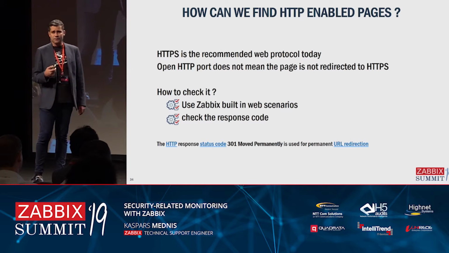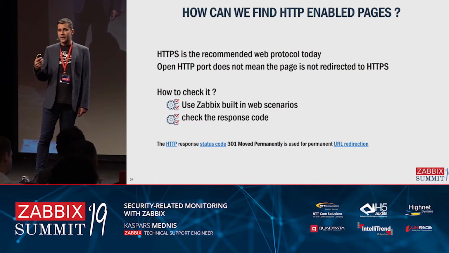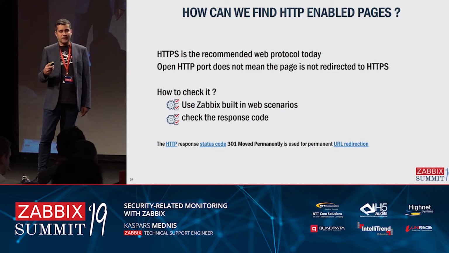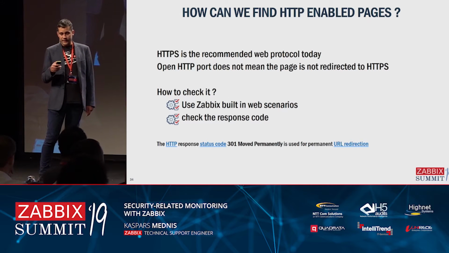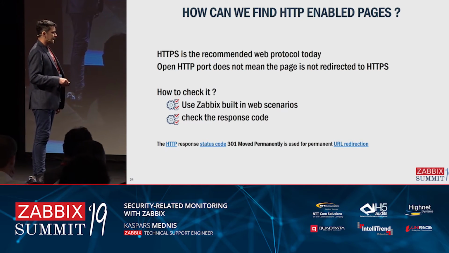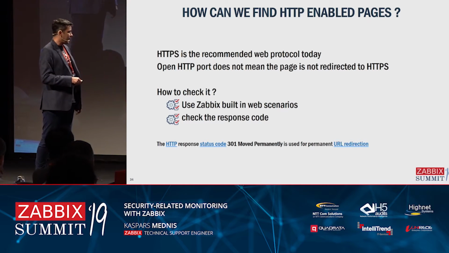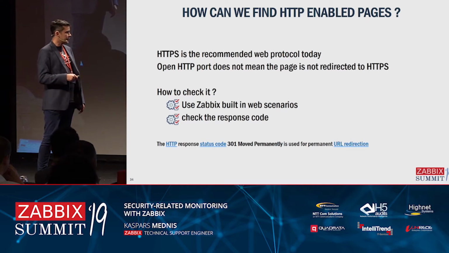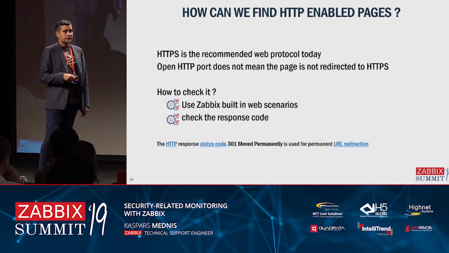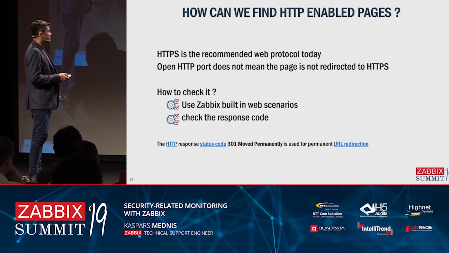Because the web page may listen to HTTP, it's not a big problem. But for most web pages, if you are trying to access the HTTP version of the page, it will automatically redirect you to the more secure HTTPS version. And it will give you back status code 301 moved permanently. So you will create a web check which will expect this status code, and it will say everything is okay. If it returns status code 200, it means your HTTP page returned something, which is not good.